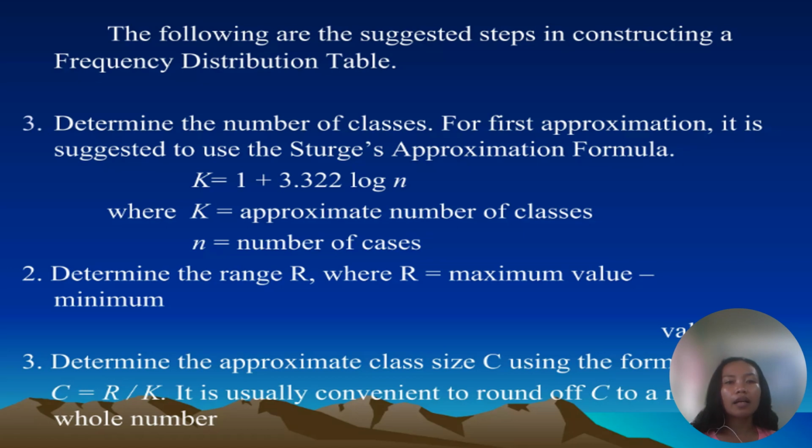First, determine the number of classes. As a first approximation, it is suggested to use the Sturges approximation formula: K equals 1 plus 3.32 log n, where K is the approximate number of classes and n is the number of cases. Second, determine the range, where R is the maximum value minus the minimum value. Determine the approximate class size C using the formula C equals R over K. It is usually convenient to round off C to a whole number.